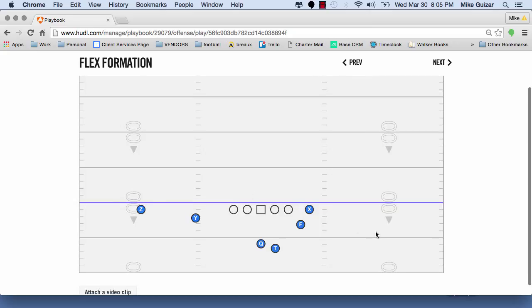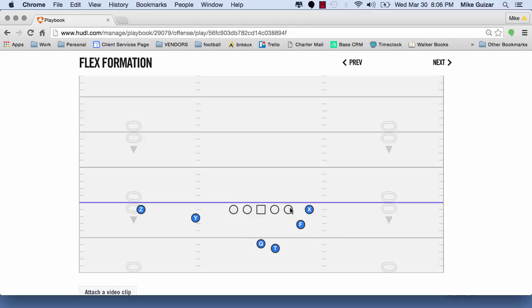Flex. The reason we call it flex is because typically the X is a tight end. But in this formation, he's still on the line of scrimmage, but he's flexed out. So let's go back a little bit. Like any offensive play, you need 5 interior linemen. So we have center, 2 guards, right guard, left guard, and 2 tackles.